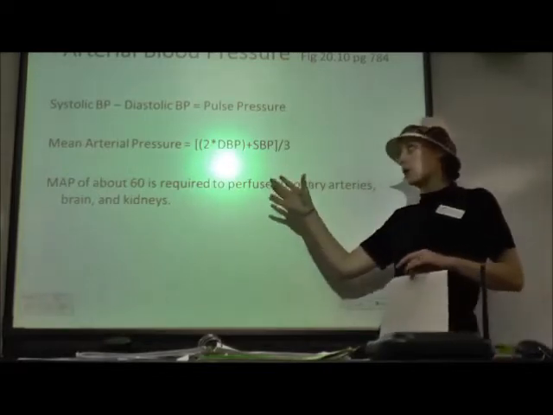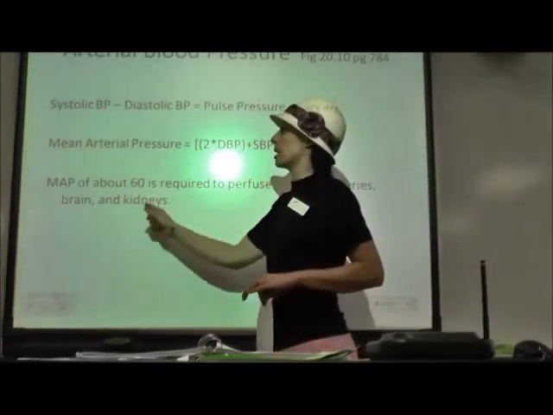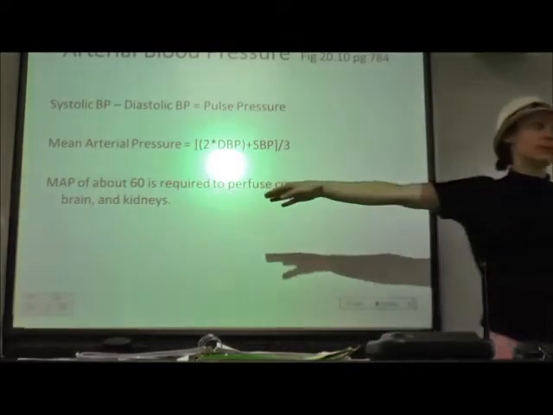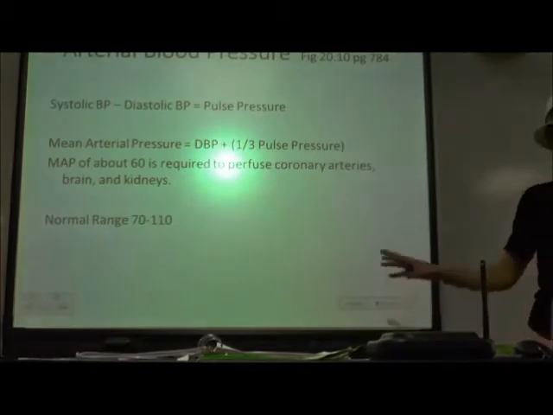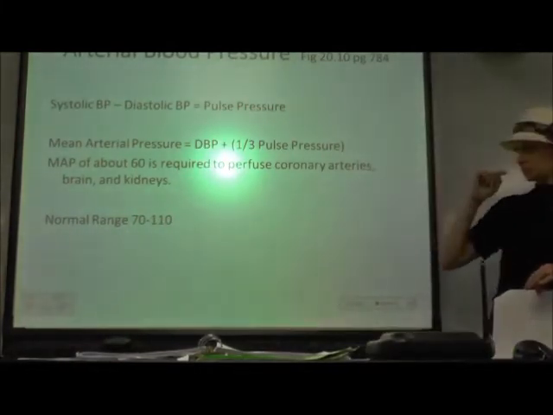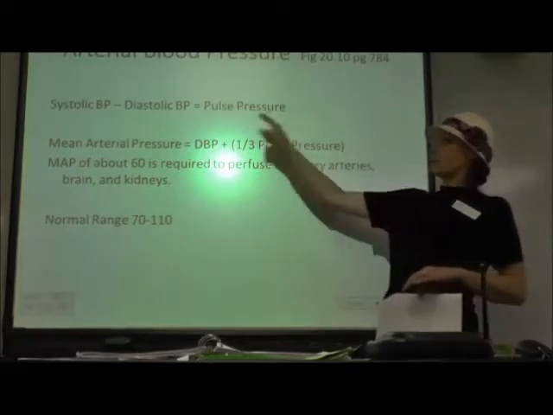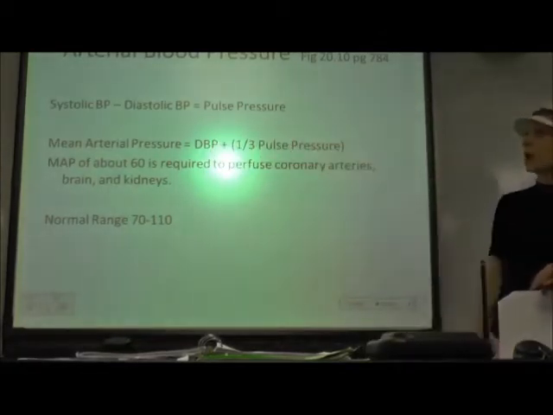In order to get blood through our coronary arteries, our brain, and our kidneys, which are really important organs to have a lot of blood through, you have to have a mean arterial pressure of a minimum of about 60. If you go below that, you're not perfusing your tissues well enough. The normal range is 70 to 110. So this is the better, easier calculation to do, the diastolic blood pressure plus a third of your pulse pressure.